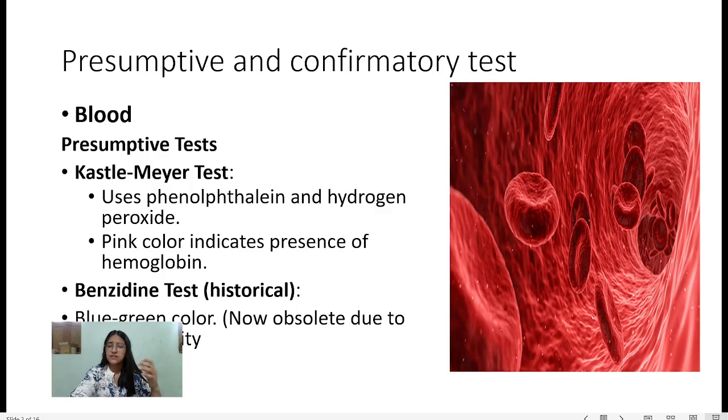This is also extremely sensitive, but it lacks reliability. This test is also carcinogenic in nature, and because of that, it is not much used. But at one time it was widely used.